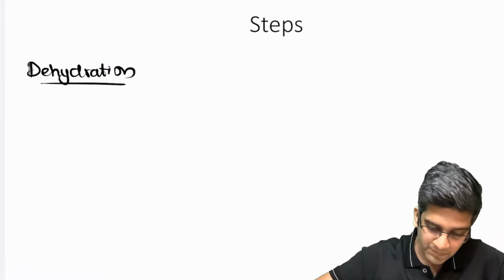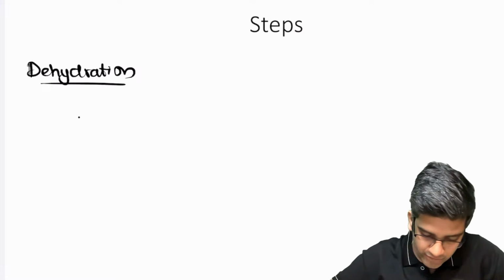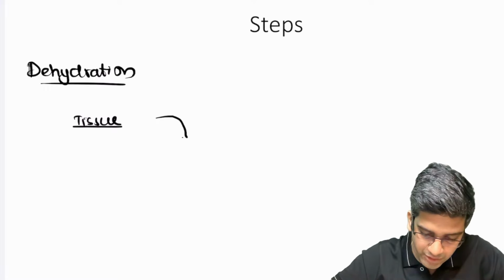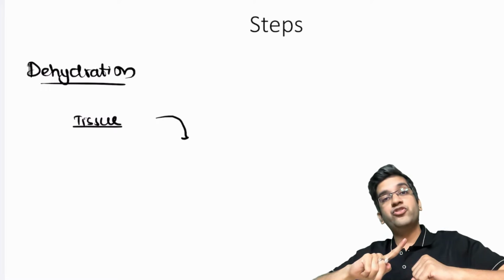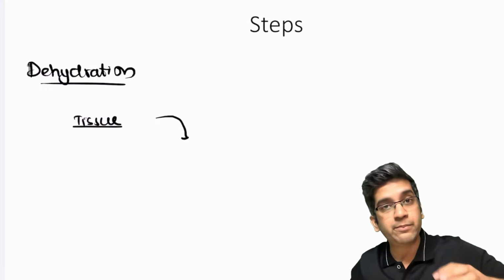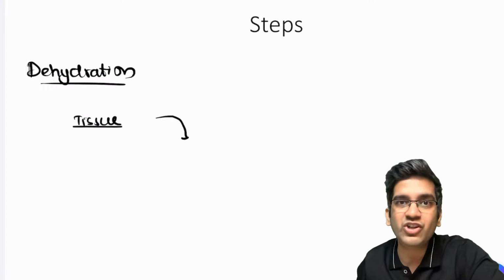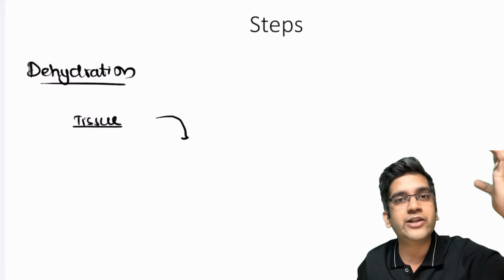The first thing is I have to dehydrate. How do I dehydrate? So now I have the tissue. The best thing to dehydrate is I put this tissue into alcohol. I don't put this tissue into absolute alcohol directly, because it will suck out the water like anything. That will shrink the tissue. I don't want to shrink the tissue. Shrinking will destroy my architecture.